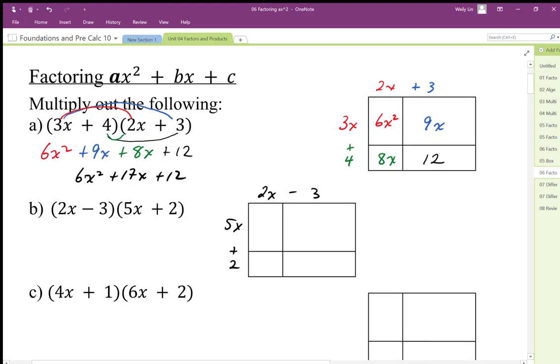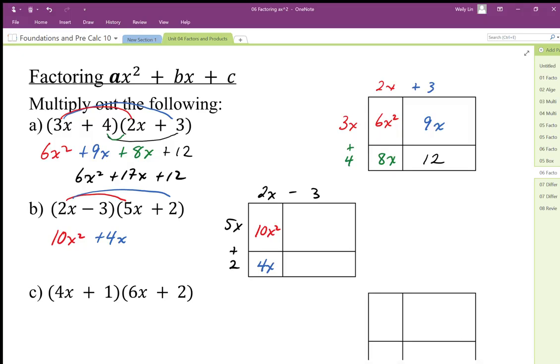Okay, so let's take a look at this. We're going to distribute this out. So again, maybe I'll keep color coding this. So 2x times 5x is 10x squared. So there's our 10x squared. We have our 2x times 2, which is plus 4x. Okay, 2x times 2 is our 4x down here.